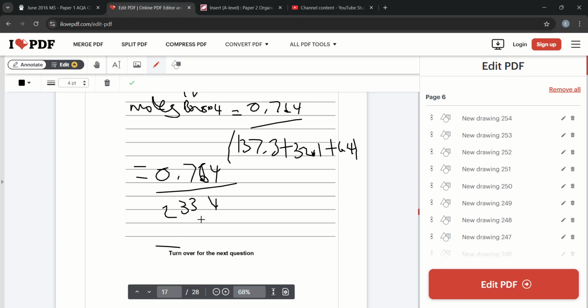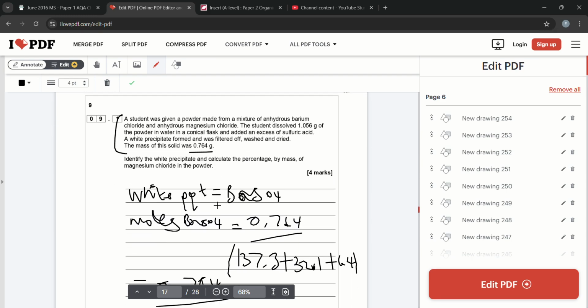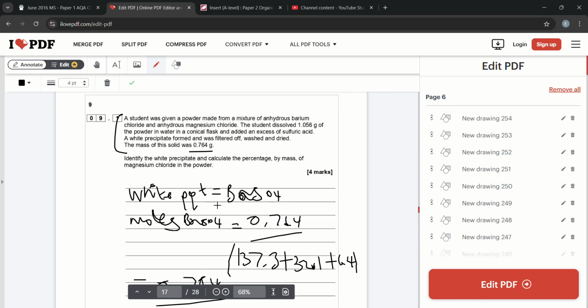And now we can find out the moles. 0.764 divided by 233.4 is 3.27 times 10 to the power minus 3. And that's the moles of barium sulfate. Therefore, the moles of barium chloride is going to be the exact same thing. It's a 1-to-1 molar ratio.